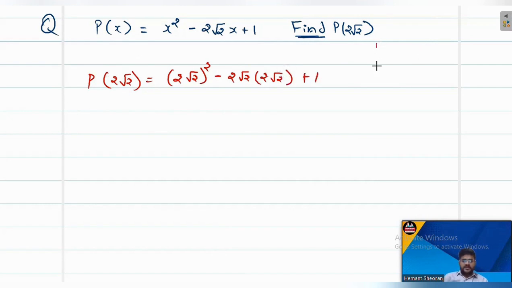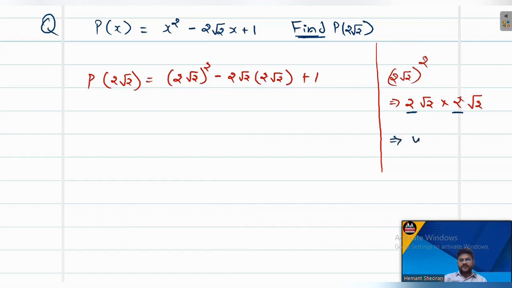Now on the rough side, if I solve 2 root 2 whole square, it just means I need to multiply 2 root 2 with 2 root 2. Yes or no? So if you multiply 2 with 2, you get a 4. Yes or no? And this root 2 with root 2, what will it become? What will it be?